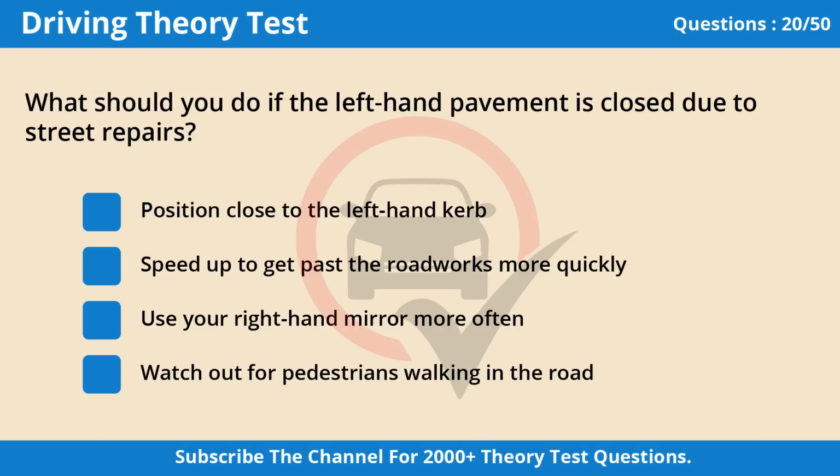Question 20. What should you do if the left-hand pavement is closed due to street repairs? A. Position close to the left-hand curb. B. Speed up to get past the roadworks more quickly. C. Use your right-hand mirror more often. D. Watch out for pedestrians walking in the road.